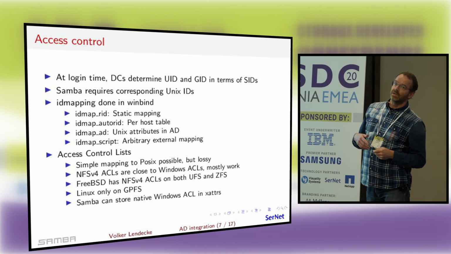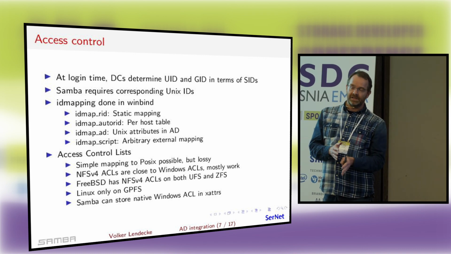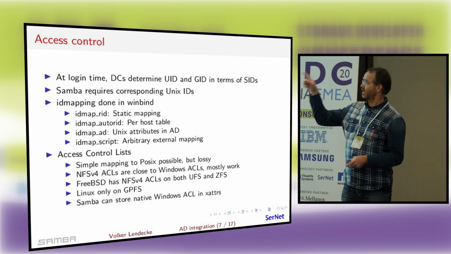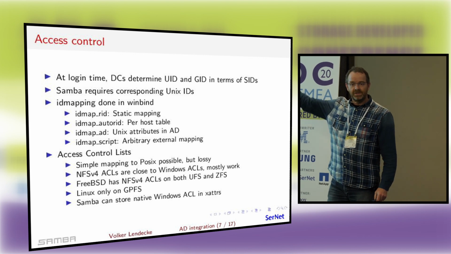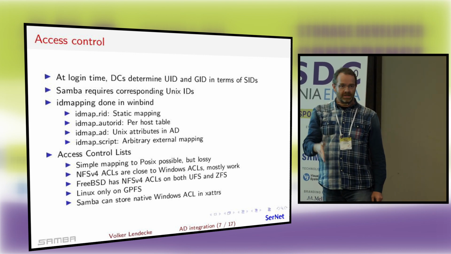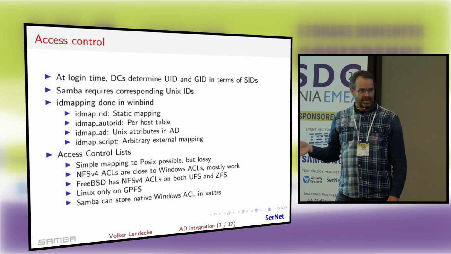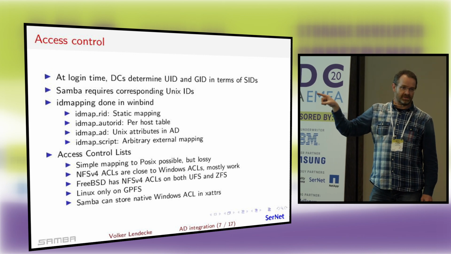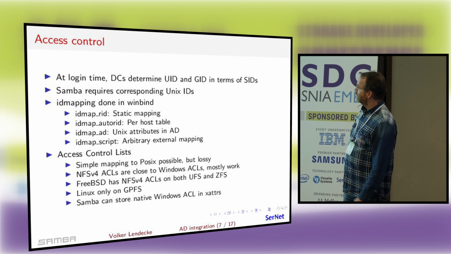Autorid is per host. So if you have a clustered version or if you have multiple independent Sambas accessing your file space, you have to take care of this. You have to distribute this mapping because one user should always be the same Unix ID independent of where you connect to. So this idmap autorid is always per host doing this. And this creates problems if you have multiple machines.